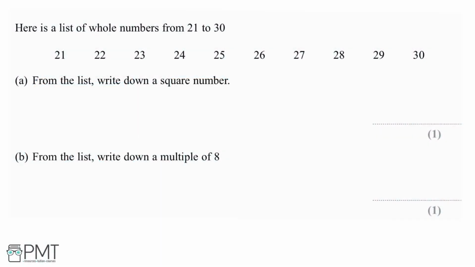Here's a list of whole numbers from 21 to 30. And in part A, from the list, we need to write down a square number. So a square number is essentially when you've got any number multiplied by itself, this is the square number result. So we get a square number when it can be made up by a number that is multiplied by itself. And this is something that's great to learn. It's great to learn what some of the square numbers are.